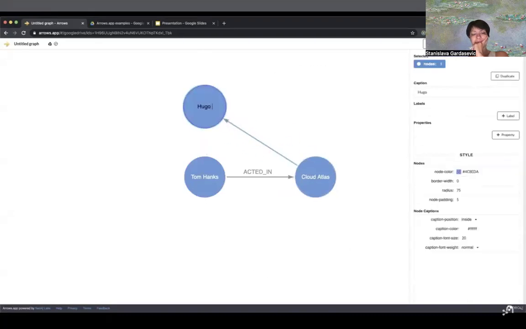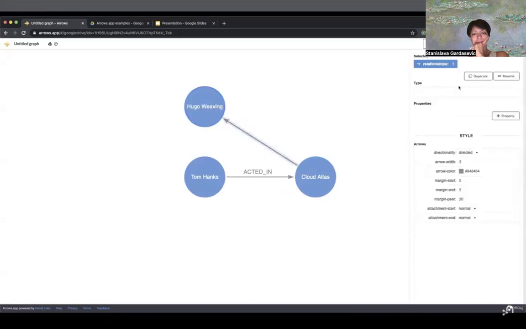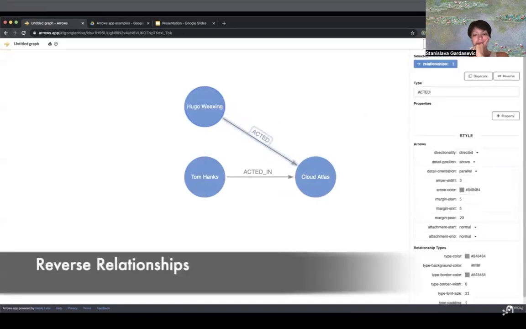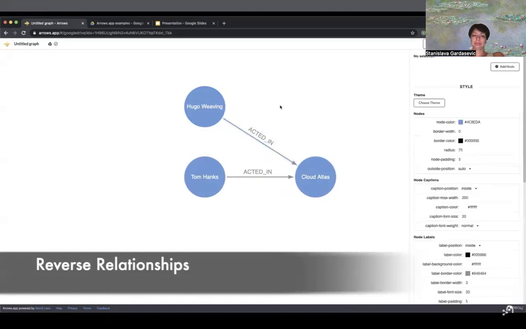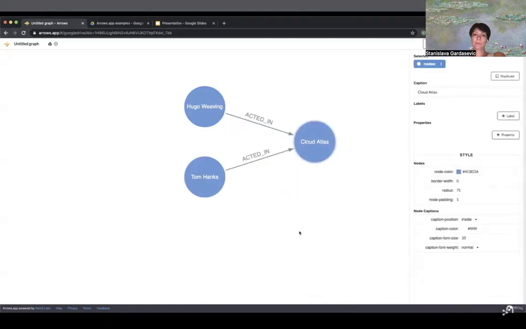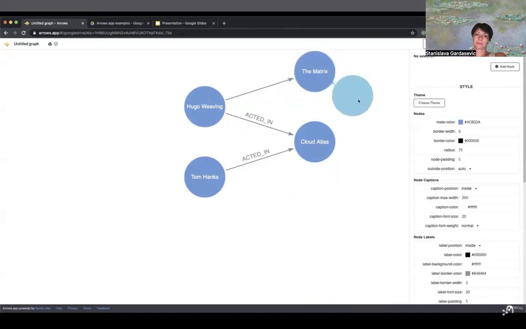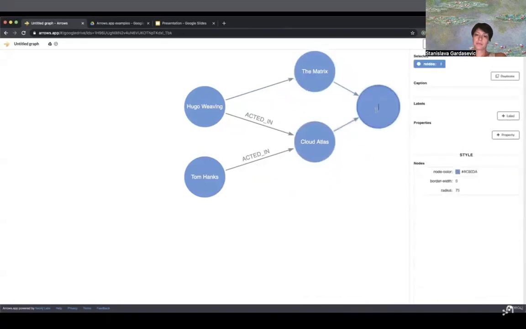And we make another node. This is Hugo Weaving. The relationship is the wrong way around, but there's a button to reverse it. We put the ACTED_IN relationship type and line up the node to make it look nice. Time for another node. It's another movie. It's called The Matrix. Now these movies are connected via Lana Wachowski.